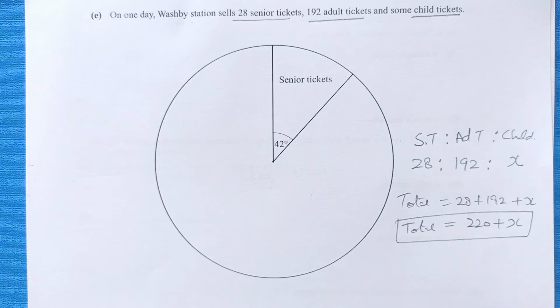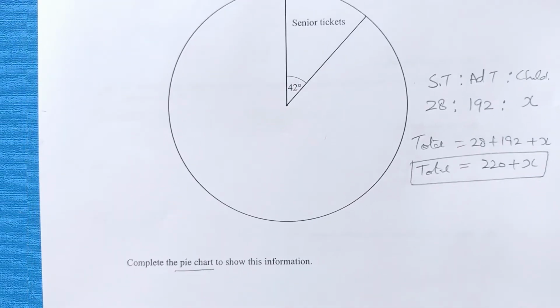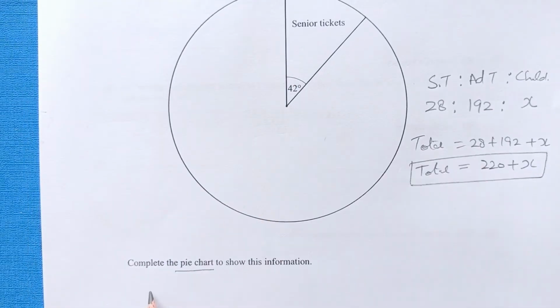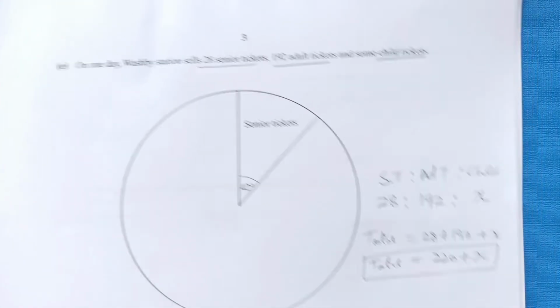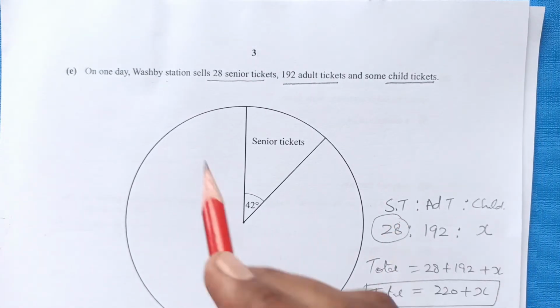Now we don't have the number X, so we can find it out from here. Now the senior ticket angle is given as 42. So for the senior tickets, the angle is 42 out of 360 times the total, which is 220 plus X, and this is given to us as 28 here.